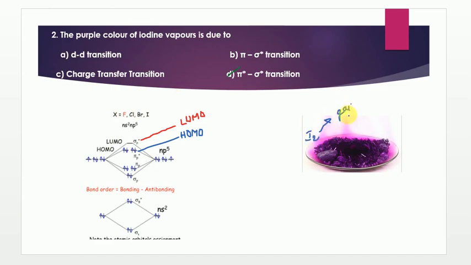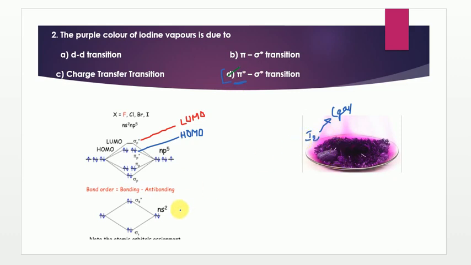There is no liquid state here, and iodine generally exists as vapors, that is, violet vapors you can observe. Why? The reason is that the intense color of iodine is because of pi star to sigma star transitions. This is very important. In the case of iodine, no d-d transitions are possible, and at the same time no charge transfer is possible. Still it is showing a very intense color.